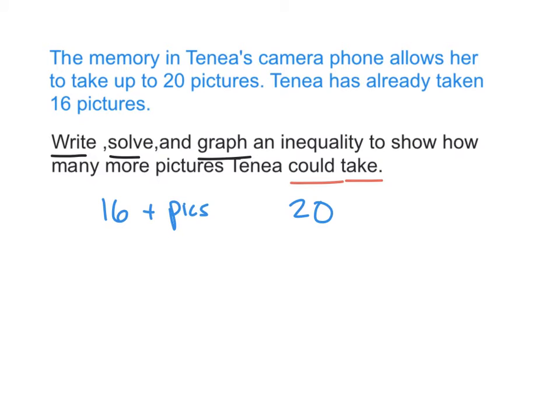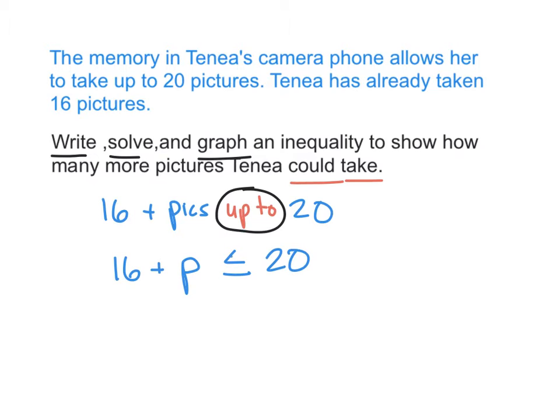Now, what do the words up to mean? That's going to be the most important thing we translate right there. The inequality is not really that bad. 16 plus however many pictures she's going to take. I'm just going to call that P. And then I just need some symbol, and then I'm going to have a 20 here. Well, up to 20 means I could take less than 20, or I could equal 20, but I'm never going to go over 20. So that's a less than or equal to symbol.